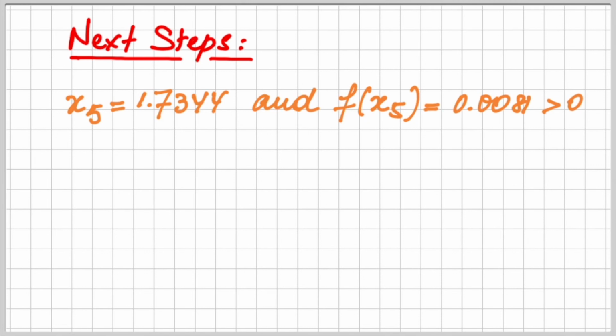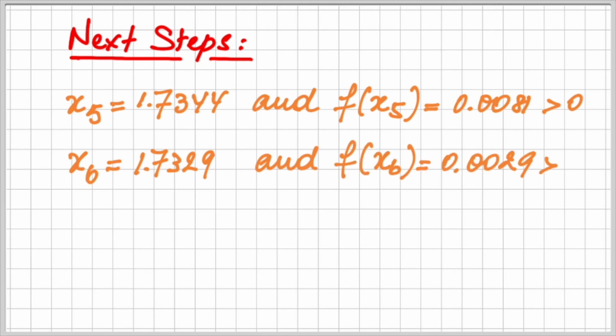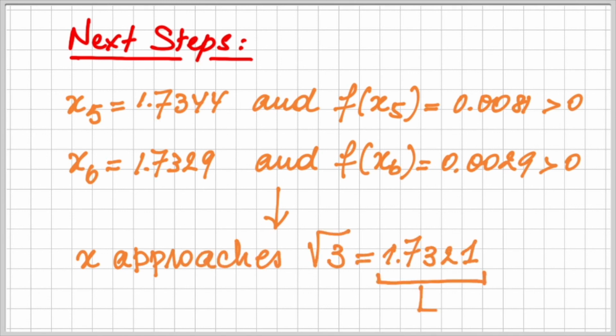We continue here, and I calculated x5, and I find now that x5 is 1.7344, and f of x5 is equal to 0.081, larger than 0. Based on this, we can find x6, which is equal to 1.7329, and f of x6 is 0.0029, larger than 0. We see that this value is coming closer and closer to 0. And when we compare this with the value of the square root of 3, we see that x approaches that value. We're coming closer to 1.7321. Now we just have to see how many decimals we need, how many iterations we still have to complete before we reach the final number.